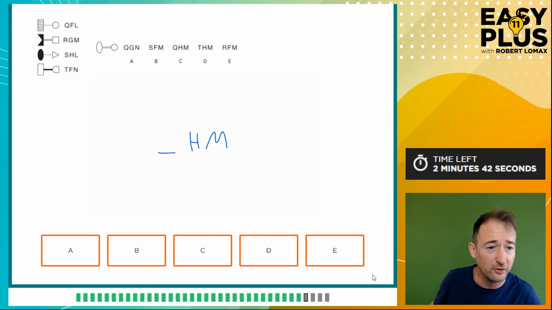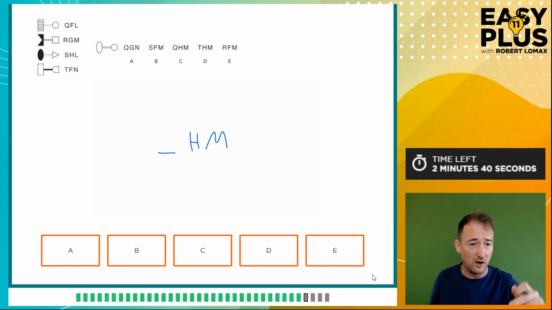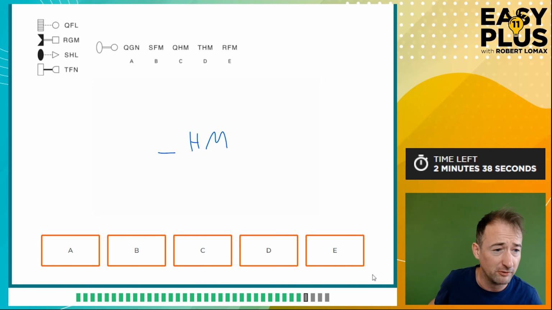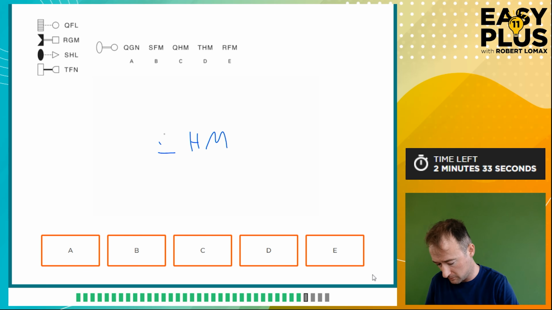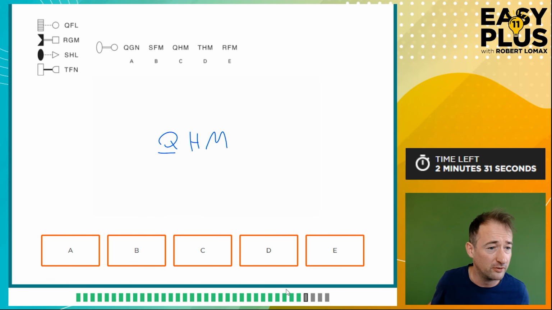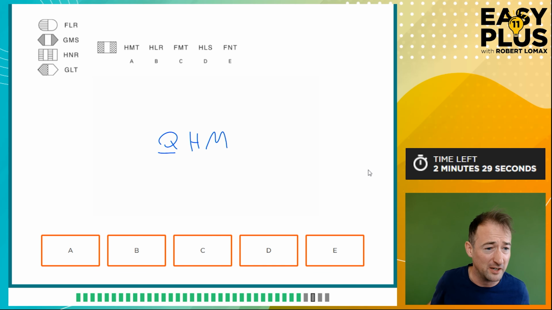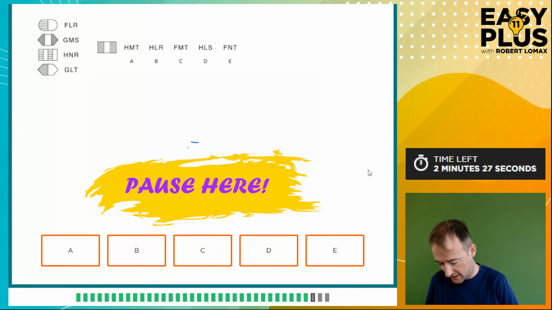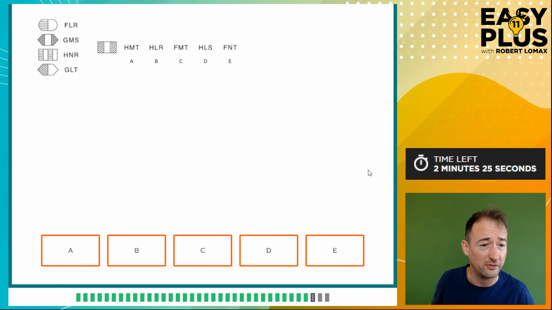Okay, first letters are all different. What's all different here? Q, R, S, T. That's the shapes on the right are all different. So this one has got a circle on the right, so that's going to be Q. Q, H, M. Sorry if that's not clear. I don't have time to explain it more. The trouble with doing this under actual time conditions is I get into a rush towards the end of the test.